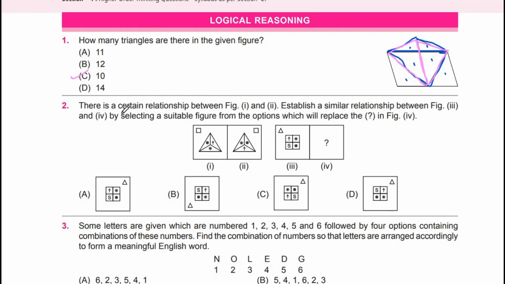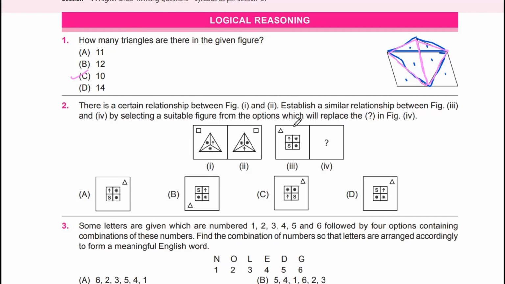Now let's see the second question. There is a certain relationship between figure 1 and figure 2. Establish a similar relationship between figure 3 and figure 4 by selecting a suitable figure from the options which will replace the question mark in figure 4. You have to see how they have done these two figures, and the same relation has to be applied to figure 3 and figure 4, and replace this question mark. So which option would replace this question mark?